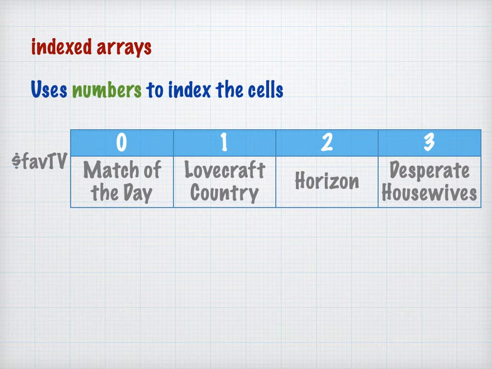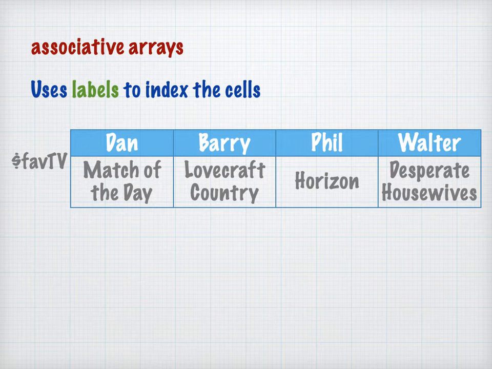So let's imagine we have this thing here. This is an indexed array of television programs. So this is an indexed array, it's got numbers across the top. What would it look like if it was an associative array? Well, we have labels to index the cells. So this is an associative array. Instead of having numbers, we've got words, and we've got names of particular people, Dan, Barry, Phil and Walter, just like that. So how do we actually gain access to the contents of one of these individual cells?